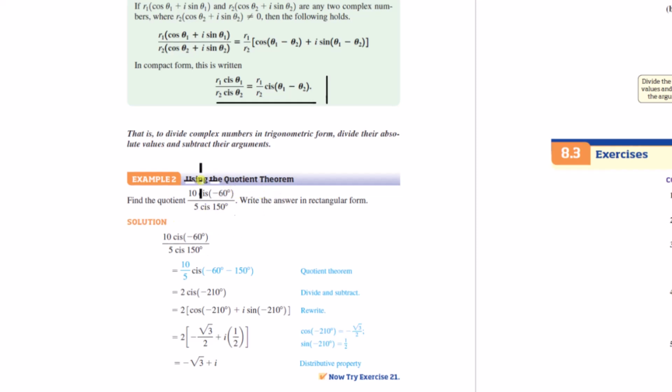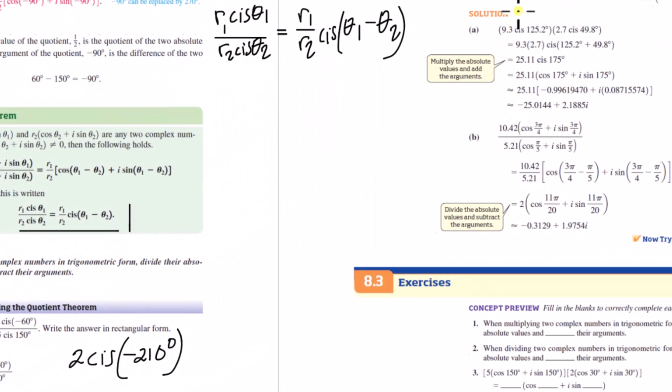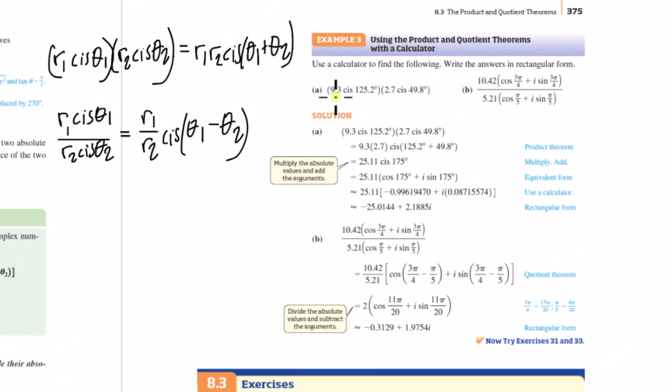So, right, here, what is this complex number divided by this complex number? That's going to be 2 cis minus 60 minus 150, minus 210. Done. Really cool, right? That's extremely quick. If we come over here, 9.3 cis 125.2. Okay, what's 9.3 times 2.7? That's the radius. And then add these two angles and you're done. Same idea here, just the angles are in radians. Okay, so let's work some example problems.